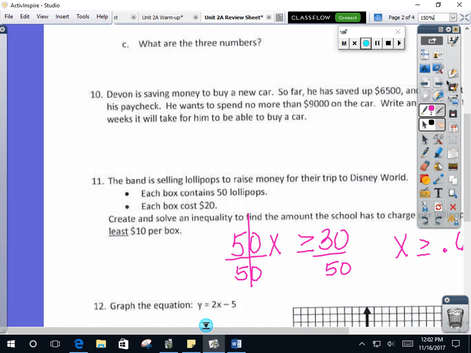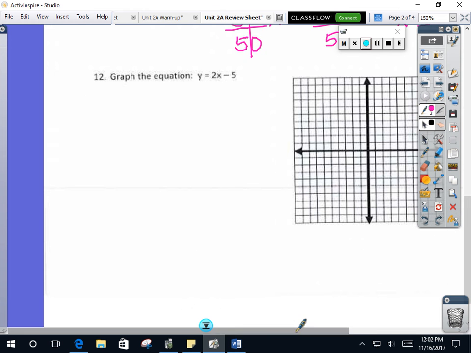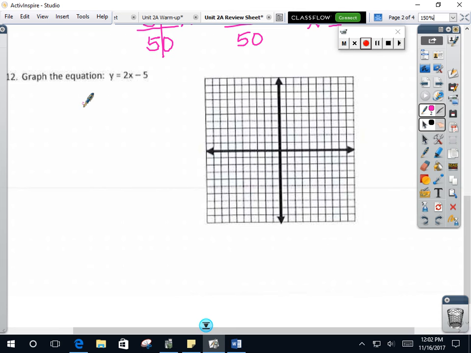Number 12. We are going to graph the equation y equals 2x minus 5. Well, to be able to graph an equation, you have to be able to identify the slope and the y-intercept. What is the slope? 2 over 1. Remember, x is x. The slope is the number in the m place, which is a 2. And since we want our slope to be a fraction, you put it over 1, which is going to tell us to go what direction? Up to right 1.